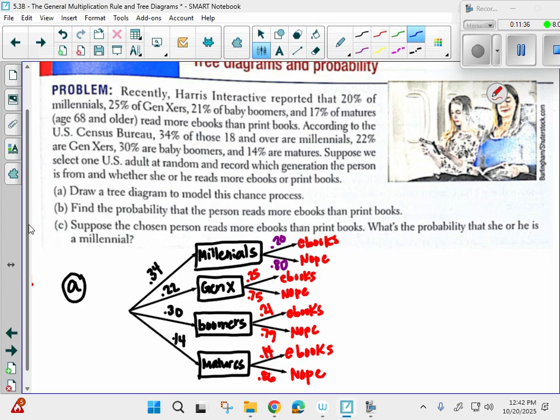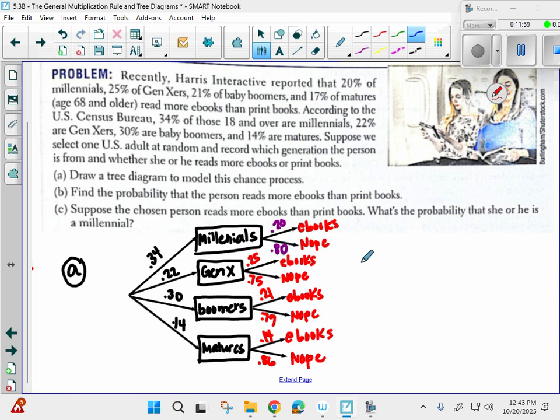This is our generations here, or whatever these are. And then we have ebooks or nope. Ebooks, nope. Ebooks, nope. And I just found the other probability. They only gave us a 20%, so I had to fill in the 80%. Everyone got it? 25%, you fill in the 75%, because they're telling you of each generation who reads ebooks. All right, so I got my tree diagram.